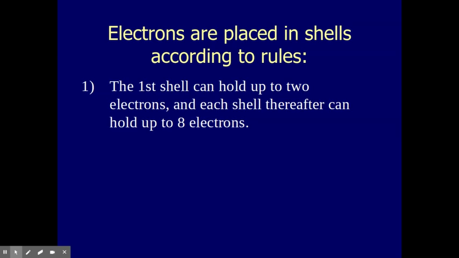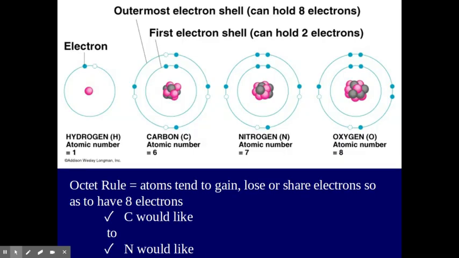Electrons are placed in shells according to rules, which we've already discussed as well. We have talked about how hydrogen, that first level, that s orbital, will only hold 2 electrons.